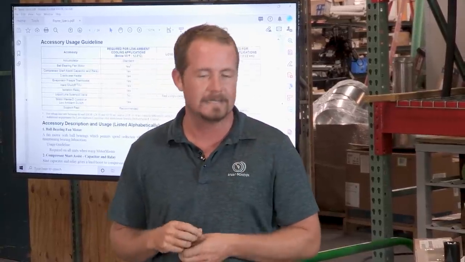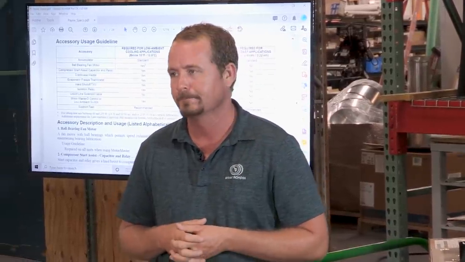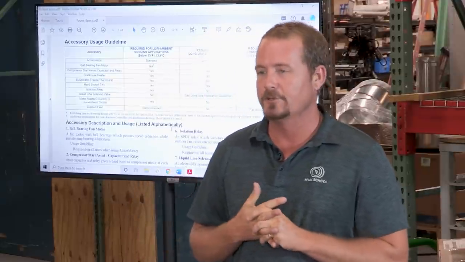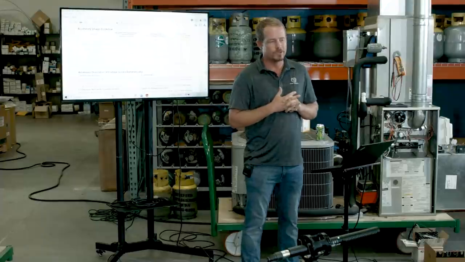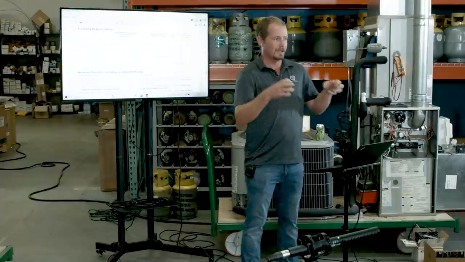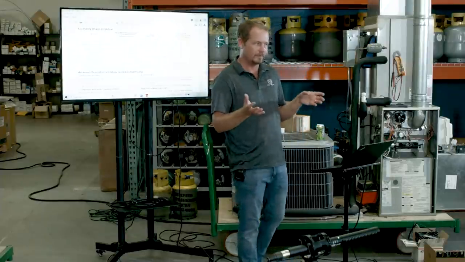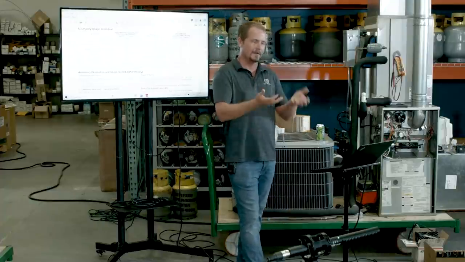Now, there are other types of start components, PTCRs. Some PTCRs use capacitors, some don't. All of a sudden, my mind went blank about what PTCR stands for. Positive temperature coefficient resistor, sorry. Positive temperature coefficient resistor. All those do is allow a temporary connection across the line. They actually allow a lot of current through the start winding. They don't do a phase shift unless they have a capacitor with them. So some have a capacitor, some don't.